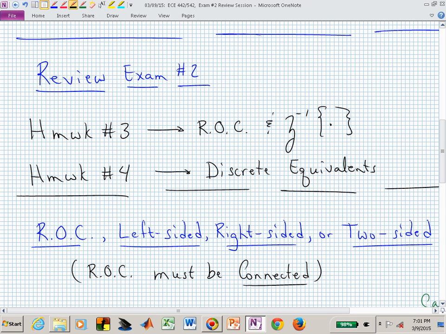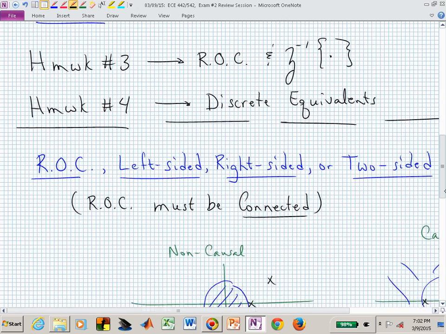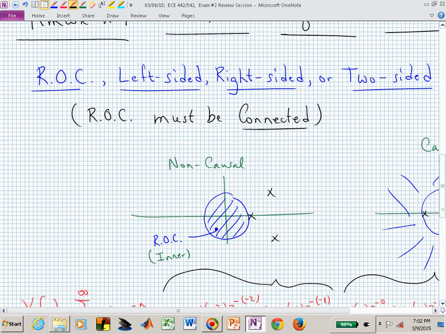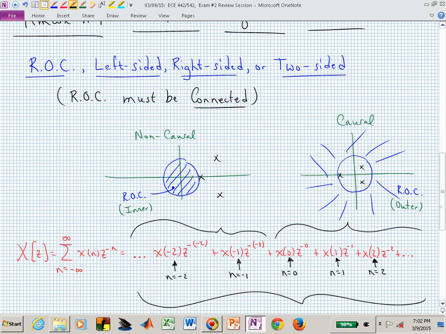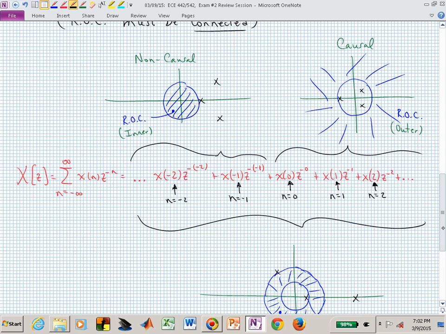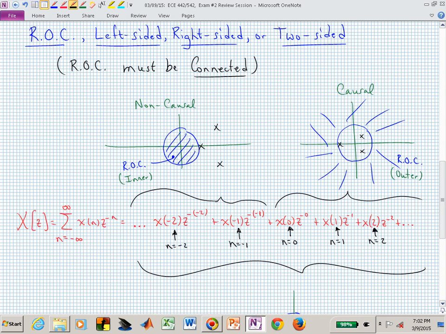Now, with respect to the region of convergence, the left-sided, right-sided, two-sided, that's the time domain behavior. The region of convergence is this location in the z-plane. I thought of something that maybe it will help, maybe it won't. The region of convergence needs to be connected. Is that clear, what I mean by that?